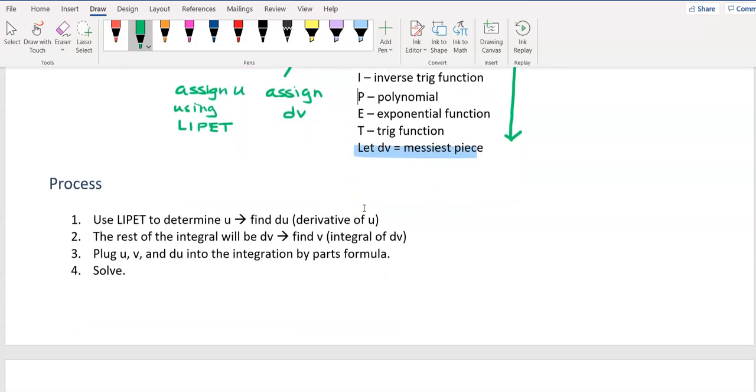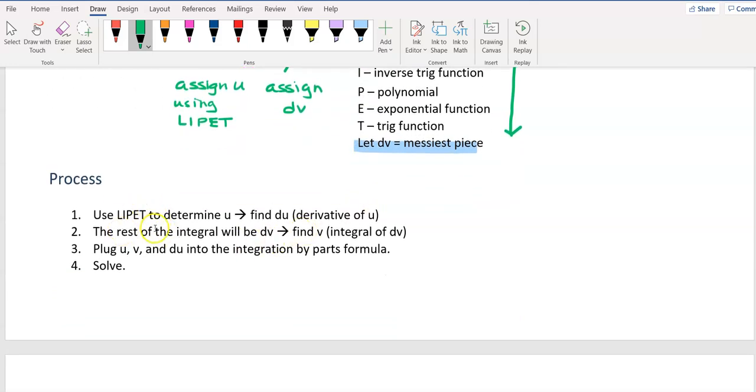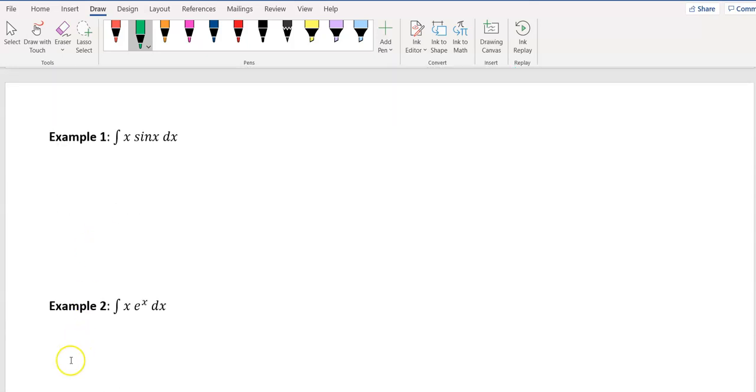So what's the process? First, you need to determine what your u is going to be using LIPIT. The rest of whatever is in the original integral will be your dv. You'll figure out what your u, v, du, and dv are, plug them into your integration by parts formula, and then solve. It's generally the same process. As you practice, some of them will be more challenging than others because you'll have to go back to former integration techniques like u substitution to help you work through them. But we're going to start off nice and easy.